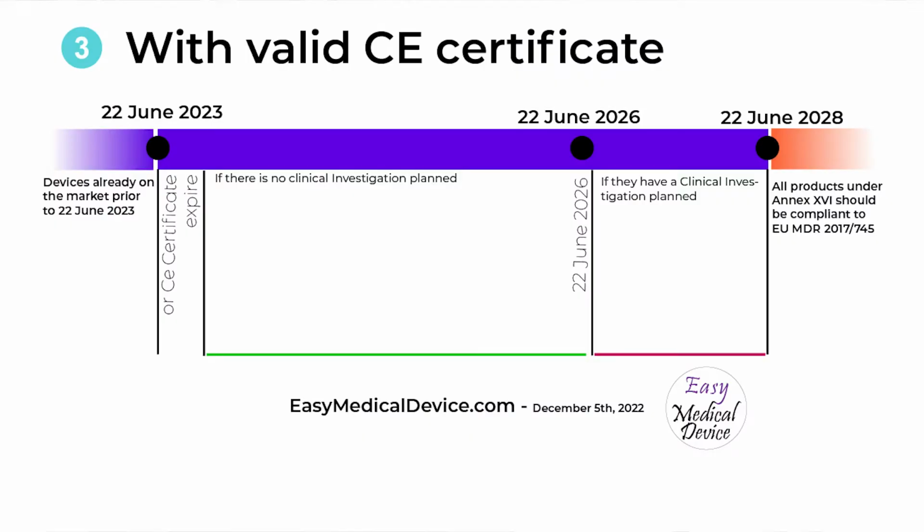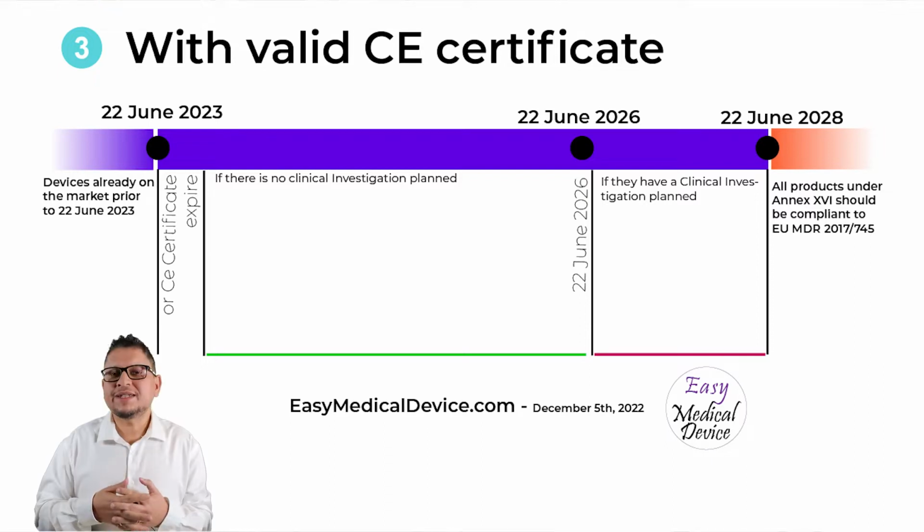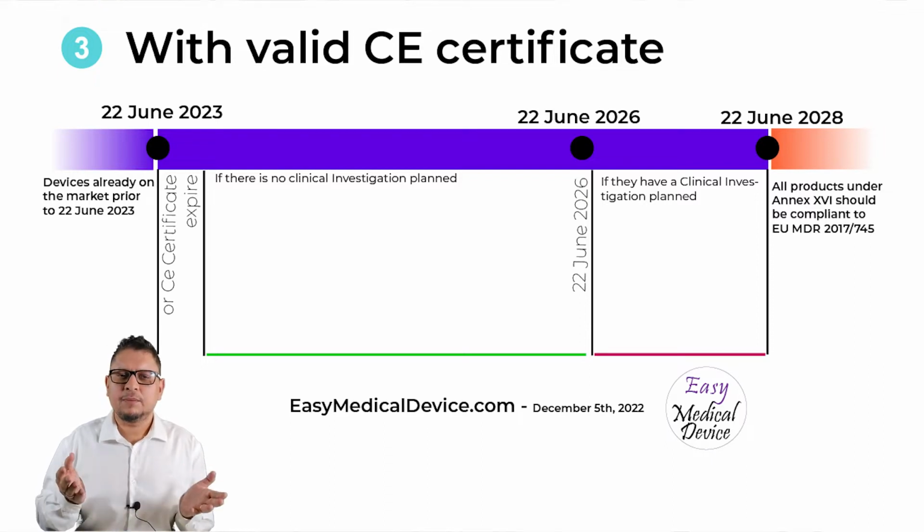And the last one, which is in the case, for example, you already have a CE certificate, then if your product has been placed on the market prior to the 22nd of June 2023, then you can also benefit from a transition period.